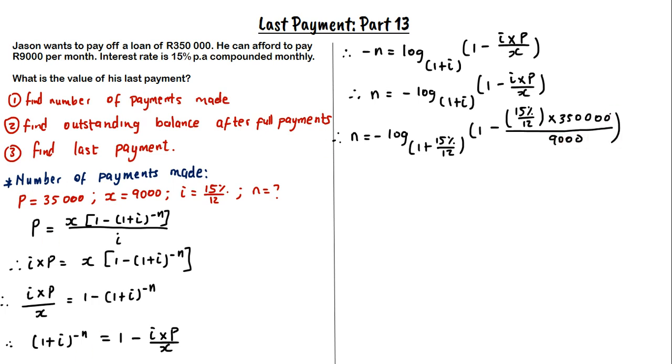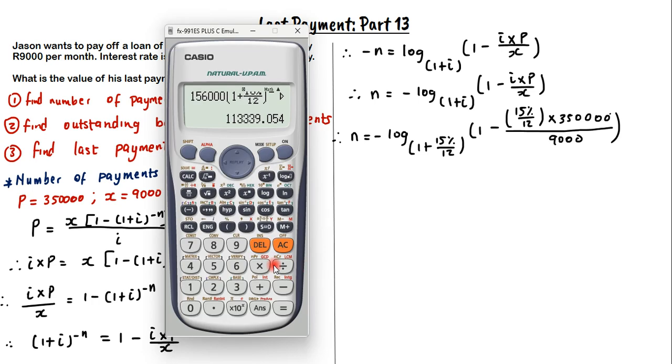Alright, so now here I see that I missed 10, so I'm just going to put it in there. Right, and then from here we're going to press this into our calculator. So in our calculator, I'm going to press minus log, and then inside the log I'm going to put 1 plus 15% over 12, and then from here we're going to take 1 minus open fraction, and then again 15% over 12, multiplying this by 350,000 rand over 9,000. Now let's see what we get.